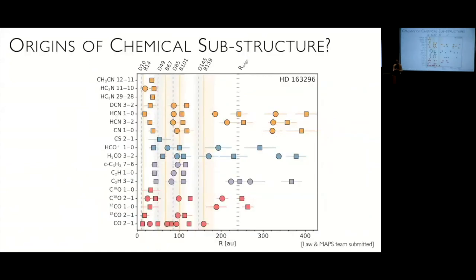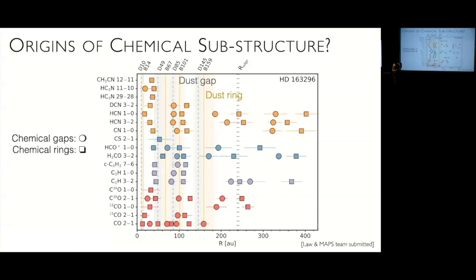We do see substructure in every single molecule that we look in, so we could make similar figures for our other 15 molecules or so. Instead, I'm just going to show a single example where, in one disk, we are comparing the locations of dust gaps and rings with the locations of chemical rings and gaps. The yellow lines are the dust rings. The gray dashed lines are the dust gaps. Sorry, the circles are chemical gaps, and the squares are chemical rings.